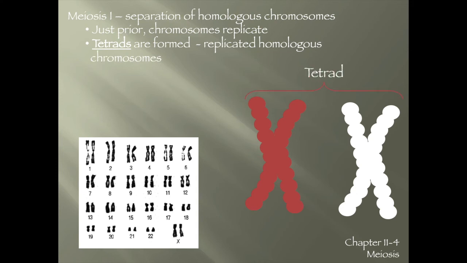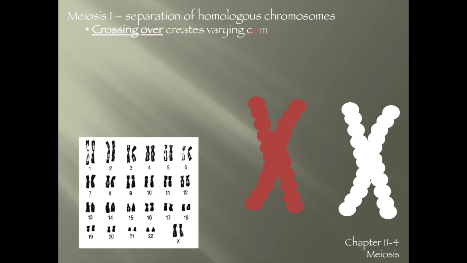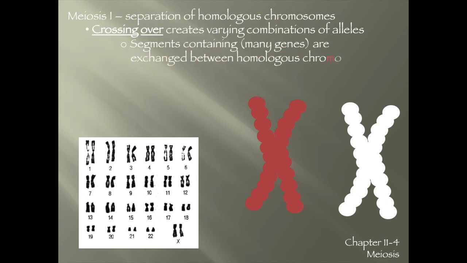So this pair of replicated homologous chromosomes is called a tetrad. Tet is often used in reference to there being 4 of something. So we actually call this a tetrad. It's a replicated pair. And one of the clever things that happens to tetrads is they go through this process called crossing over, which basically is when segments of DNA are exchanged between homologous chromosomes. So a little bit of maroon is going to exchange with a little bit of white.